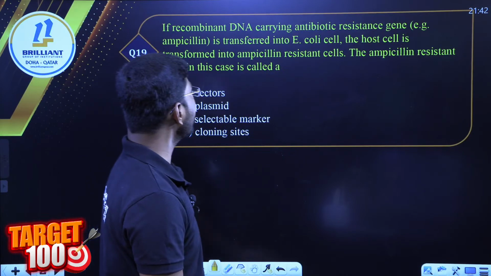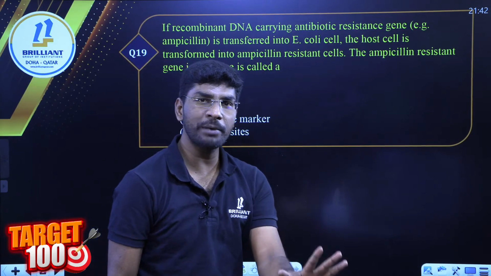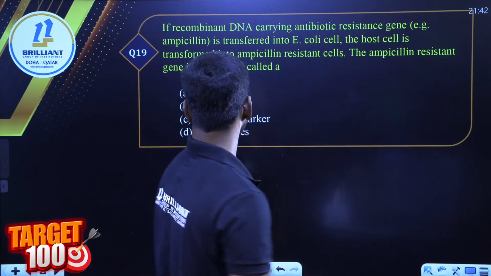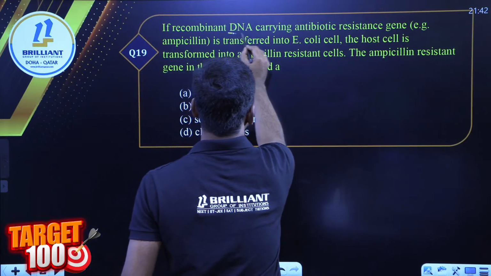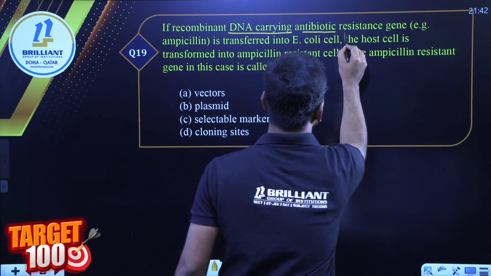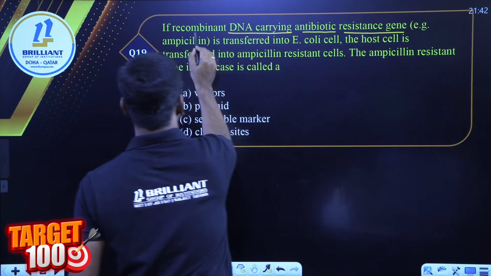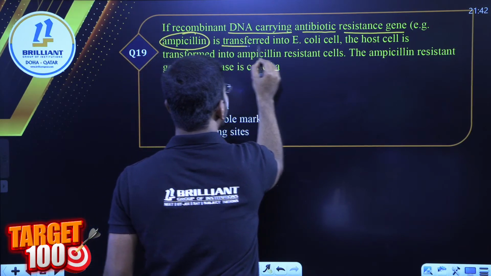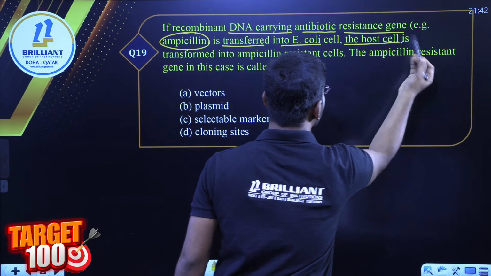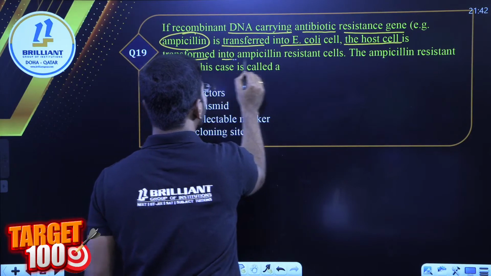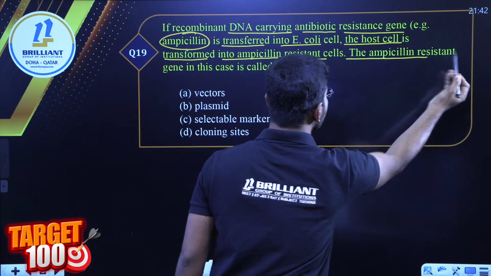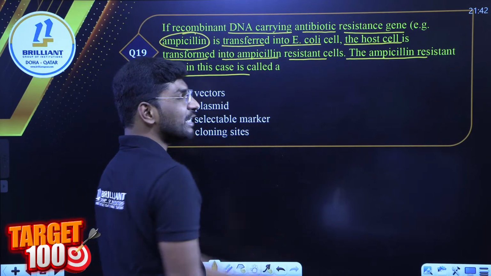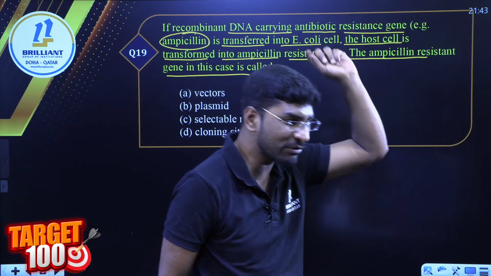Very simple question. Pick the right answer. If a recombinant DNA carrying an antibiotic resistance gene, that is ampicillin, is transformed into an E. coli cell, the host cell is transformed into an ampicillin resistant cell. The answer is very simple.